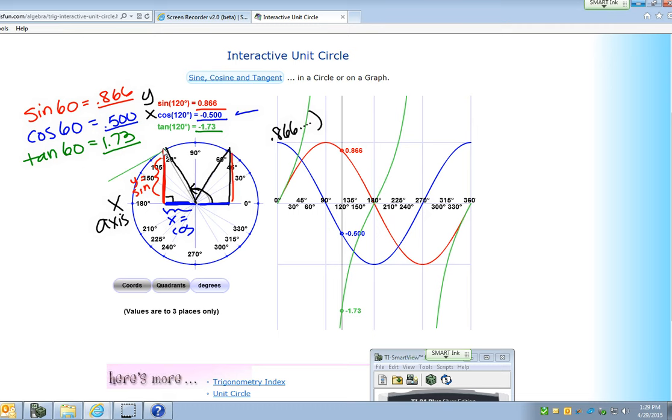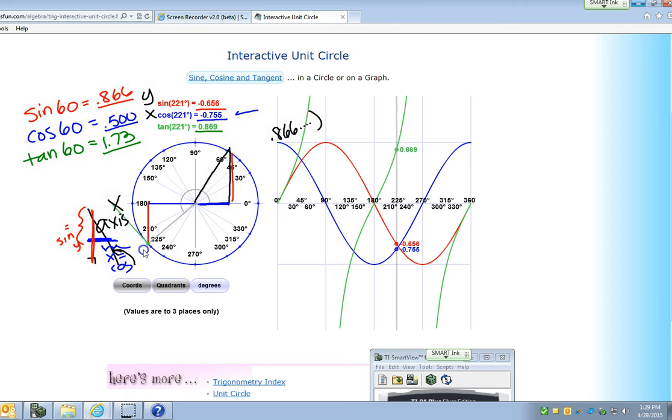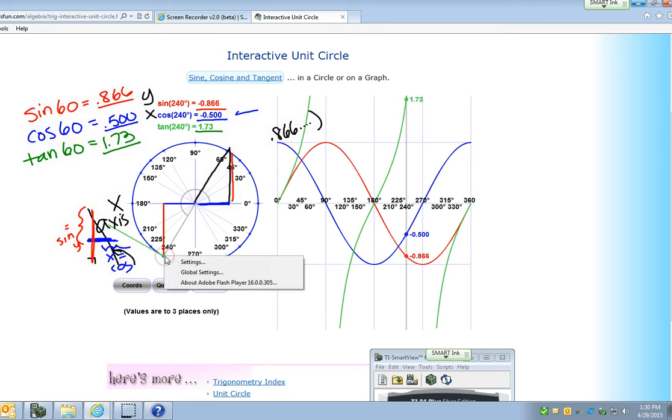Now, this triangle can be flipped in all the quadrants. So again, I am going to keep the same 60-degree triangle, and I am now going to move to 240. Sorry. And again, notice that the angles are the same because this triangle right here and this triangle are exactly the same. I know that's bigger than 60 degrees. We said it's 240. The 60 degrees comes from right here.